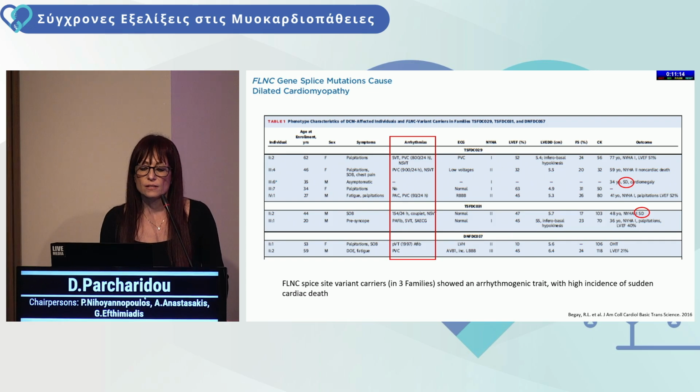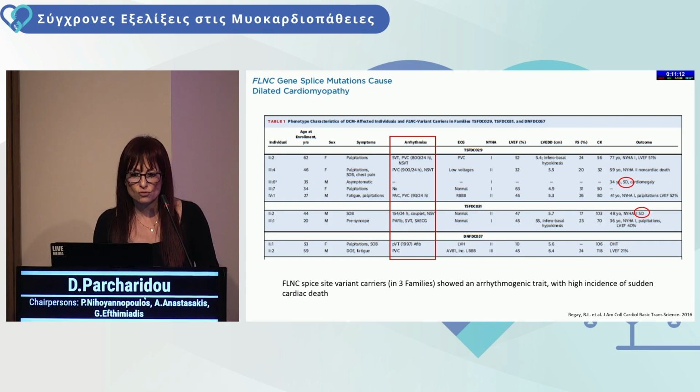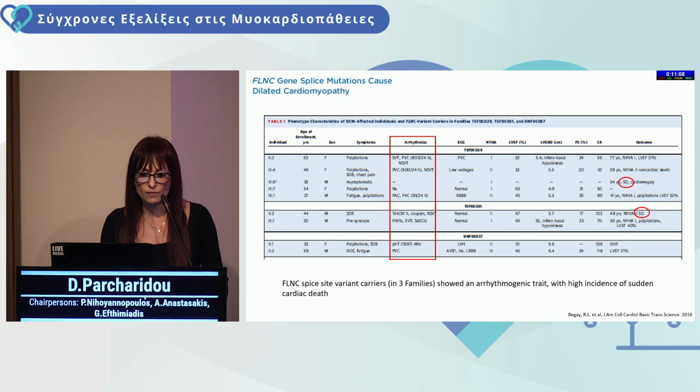It is known that splice mutations in filamin C cause dilated cardiomyopathy, and you can see in the table the phenotype characteristics of DCM-affected individuals with filamin C variant carriers from 3 families, and the carriers showed an arrhythmogenic trait with high incidence of sudden cardiac death.